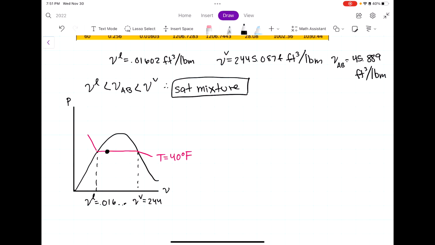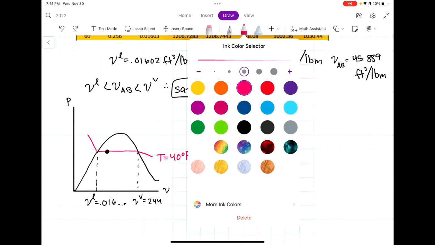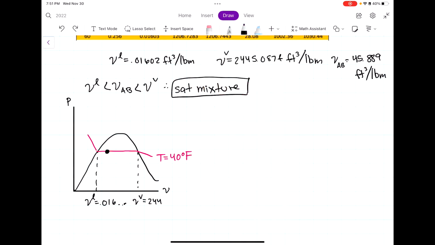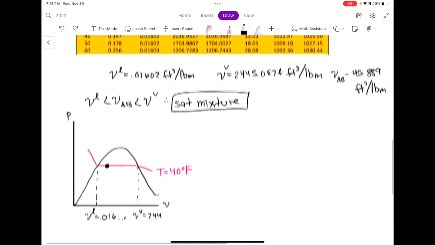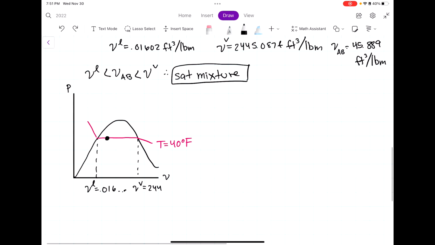And if it's under the dome, it's a saturated mixture. If it's over here on this side, then that means it's a compressed liquid. And if it lands over here, that means it's superheated. So let's continue. We found out that it's a saturated mixture. However, we're still not done, because if it's a saturated mixture, we have to find out its quality.